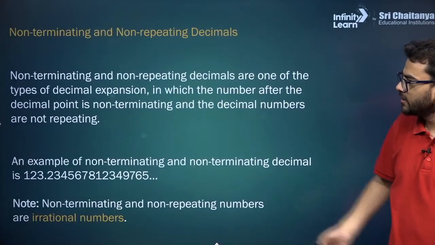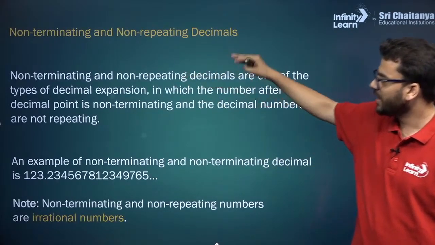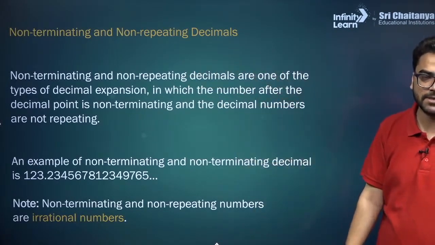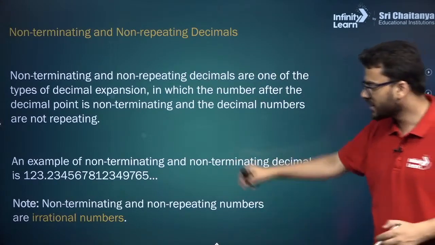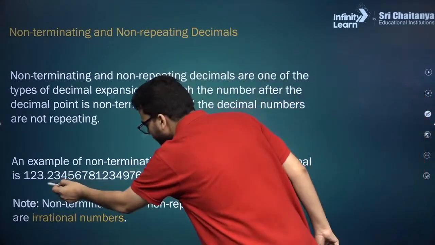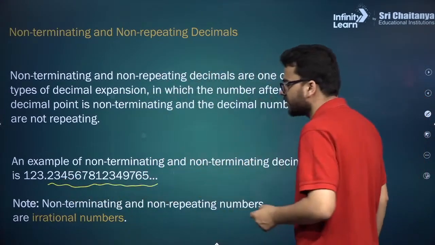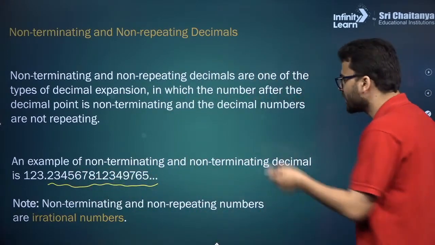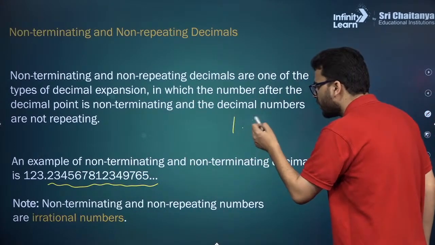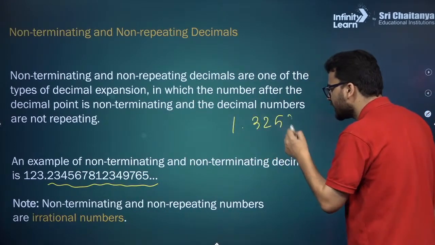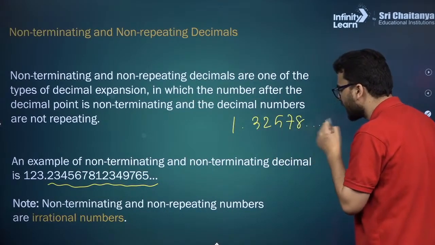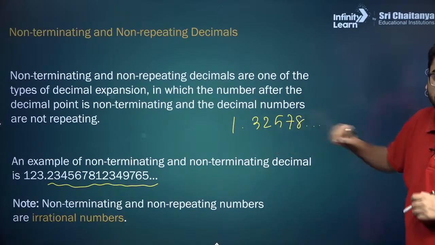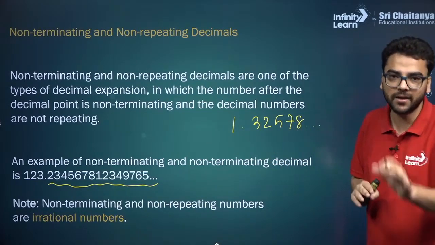So over here, now there are non-terminating and non-repeating decimal representations. We have already seen that. For example, you see you've got this number, it is not stopping after some places of decimal, and there is no pattern as well, right? Nothing is repeating after decimal. For example, I'll write 1.3256578, anything, something like that. So it is not stopping after some places of decimal, and there is no pattern in that.